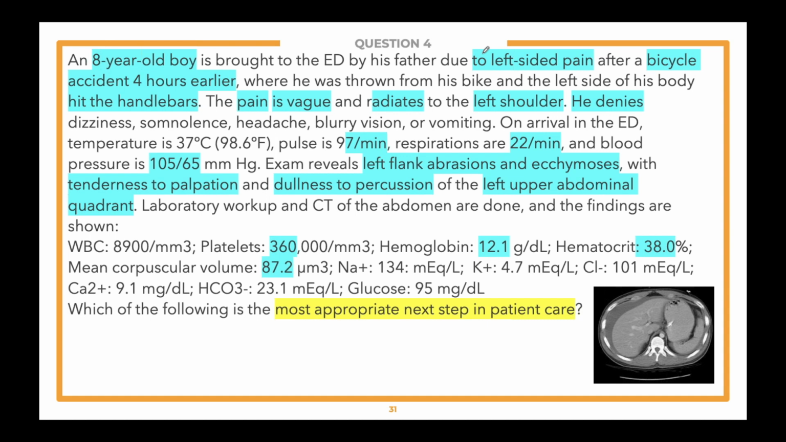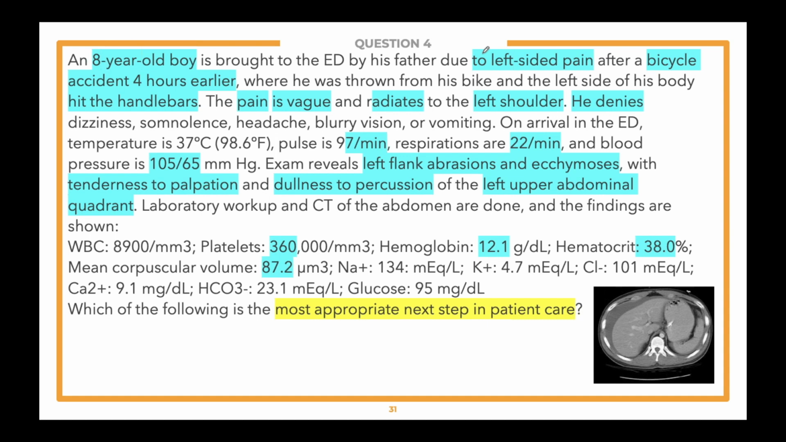So this case, we've got another pediatric case. We've got an 8-year-old boy, and he's got some left-sided pain after a bicycle accident. So another trauma case, and he's now in the ER, okay? So important to make note of what are his presenting signs and symptoms, and how long ago was it, okay? They give us some information about the pain, vital signs, physical exam findings, okay? All of which are important to make note of.